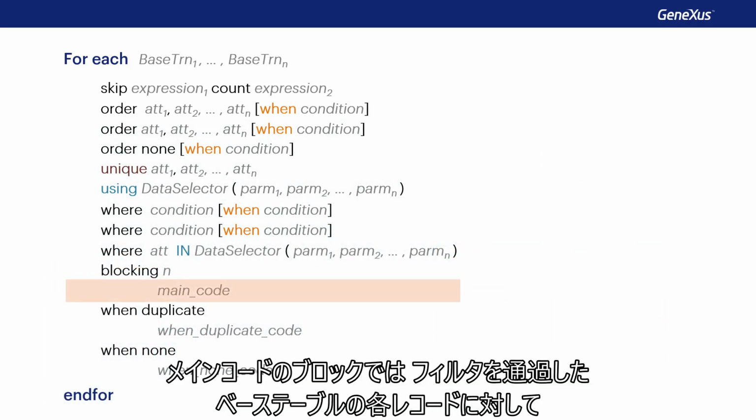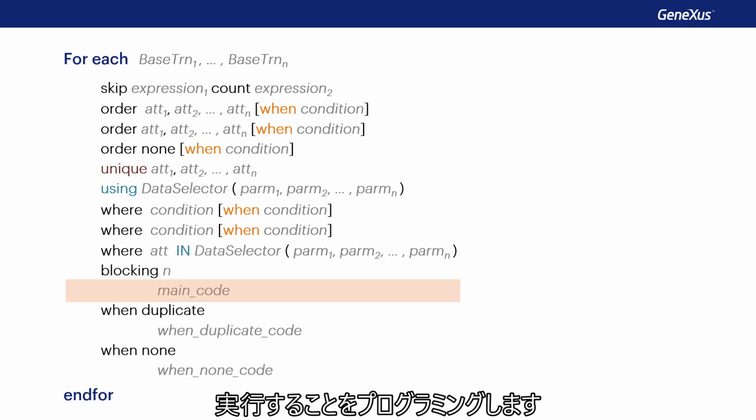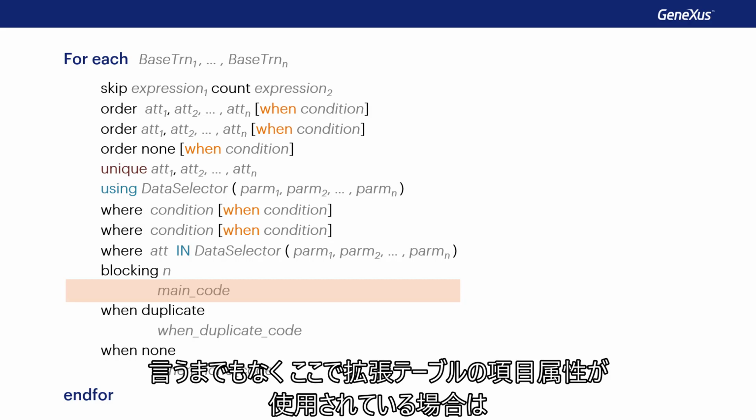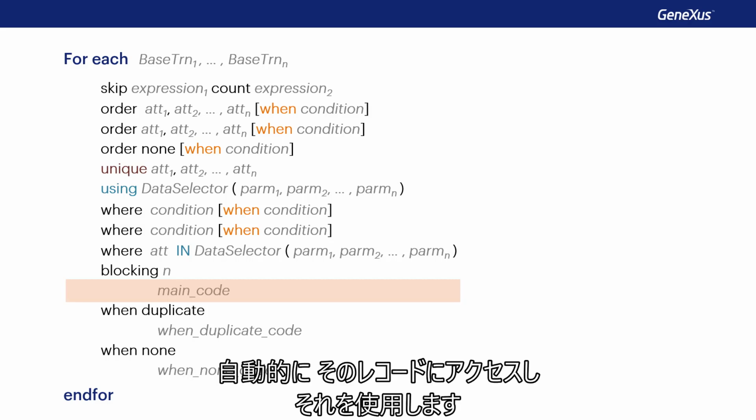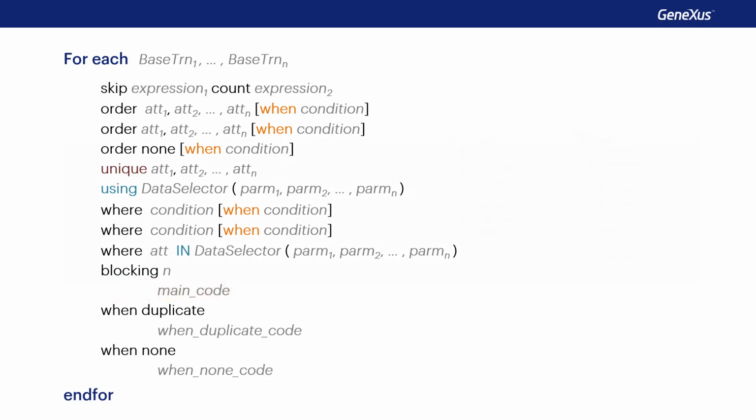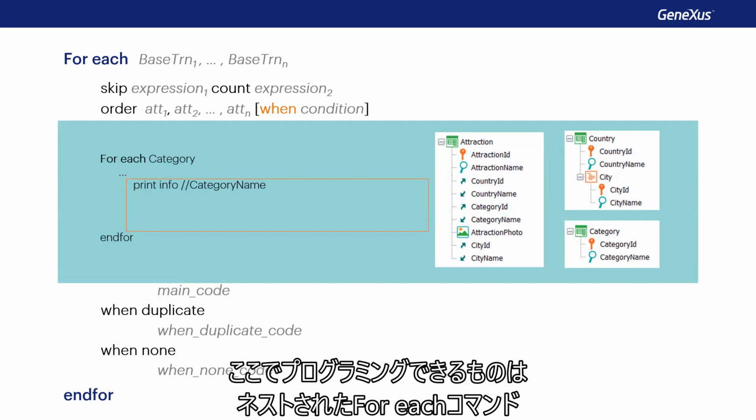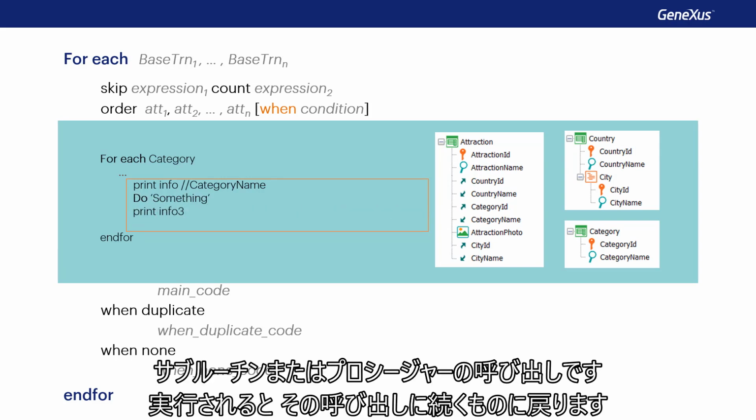In the main code block, we program what we want to do with each record of the base table that has passed the filters. Of course, if attributes of the extended table are used there, these records are automatically accessed and used. What can be programmed here includes writing another for each command, nested, an invocation to a subroutine or to a procedure, which, when executed, will return to whatever follows the invocation.